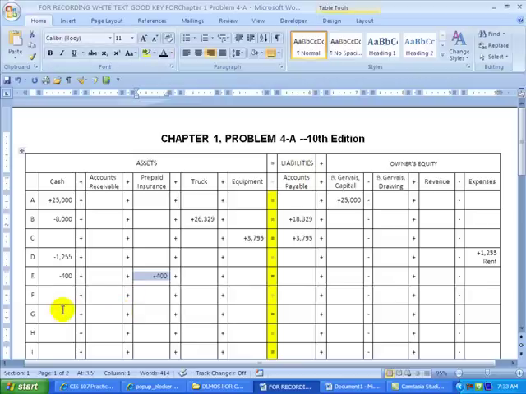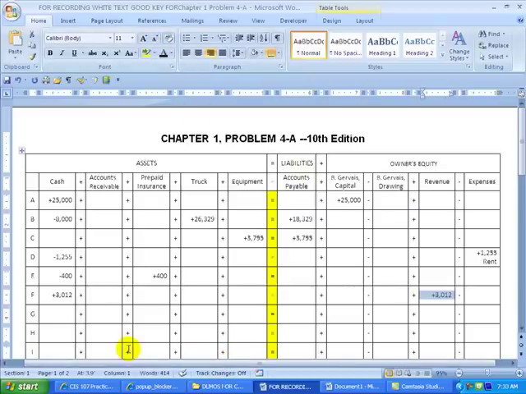Looking at letter F, we sold catering services for cash for the first half of the month. So we produced revenue here. Our cash is going to be going up because we made a cash sale. Also, our revenue is going to go up. So we're going to go over to the revenue account and put a plus by that.